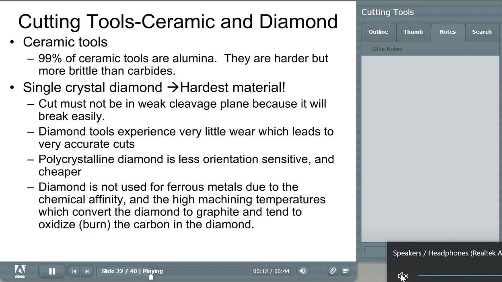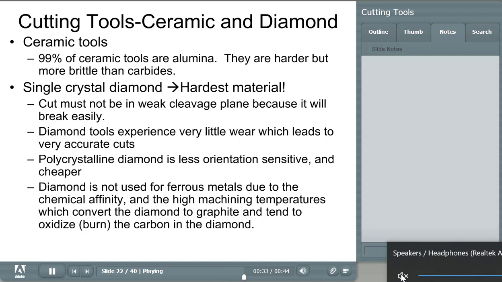Single crystal diamond is the hardest material. However, the cut must not be in the weak cleavage plane of the diamond because it will break easily. Diamond tools experience very little wear, which leads to very accurate cuts. Polycrystalline diamond is less orientation sensitive than single crystal diamond and is also cheaper.